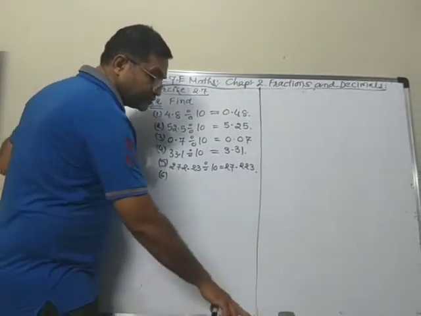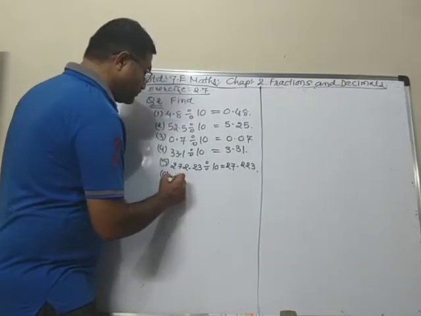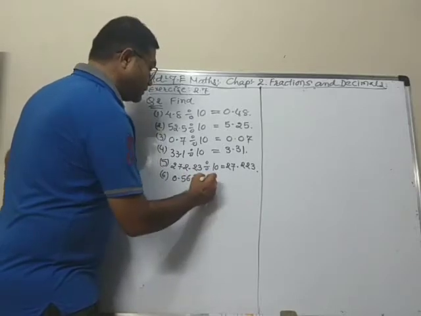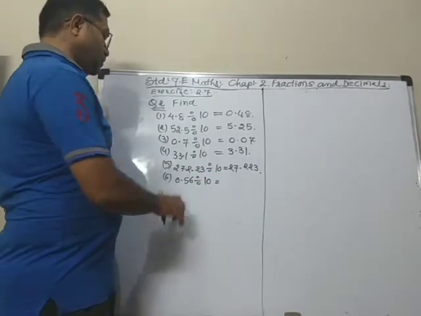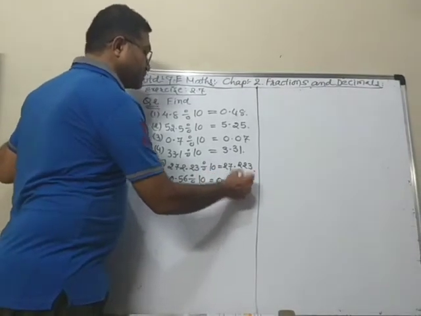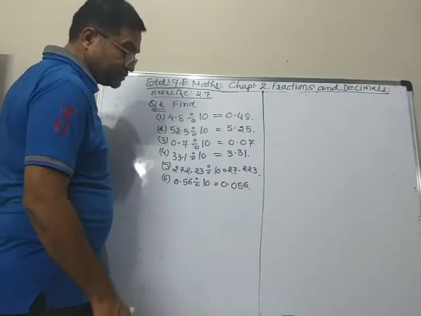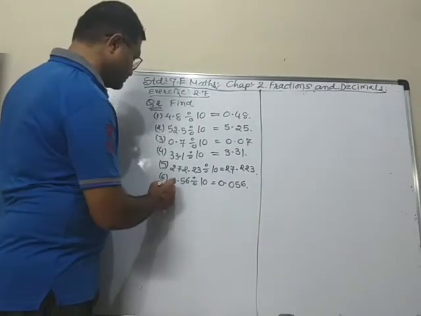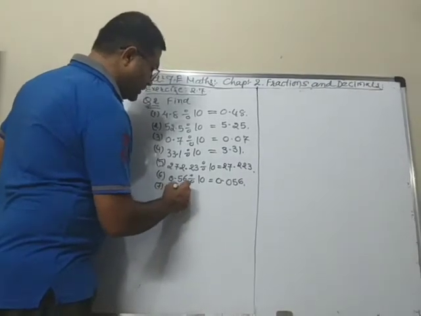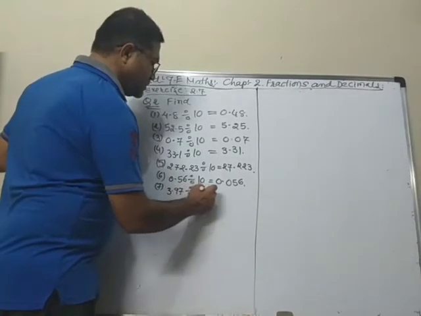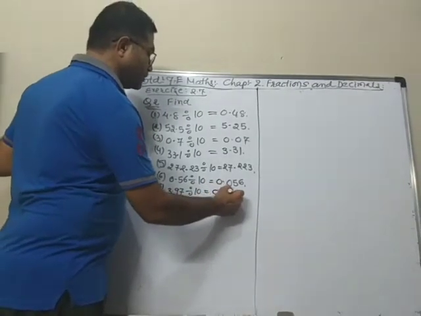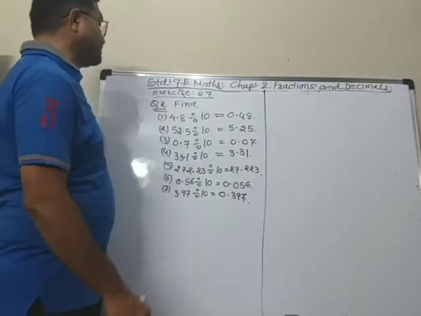Then the sixth one is 0.56 divide by 10. So again one place this side, so it will be 0.056. And the seventh one is 3.97 divide by 10. So one place here, so 0.397.